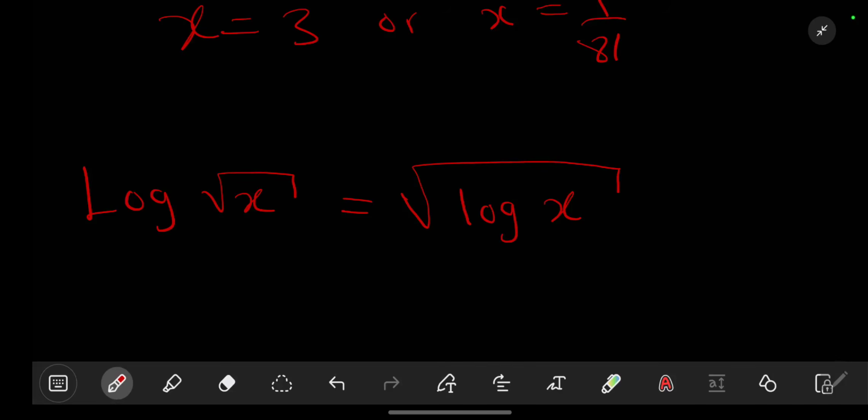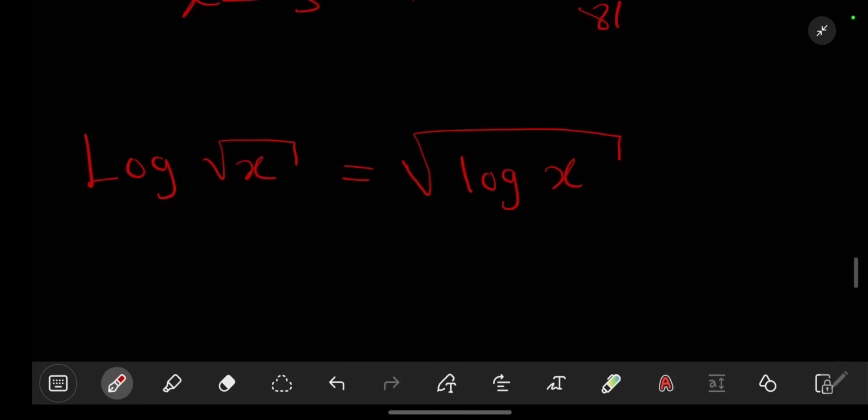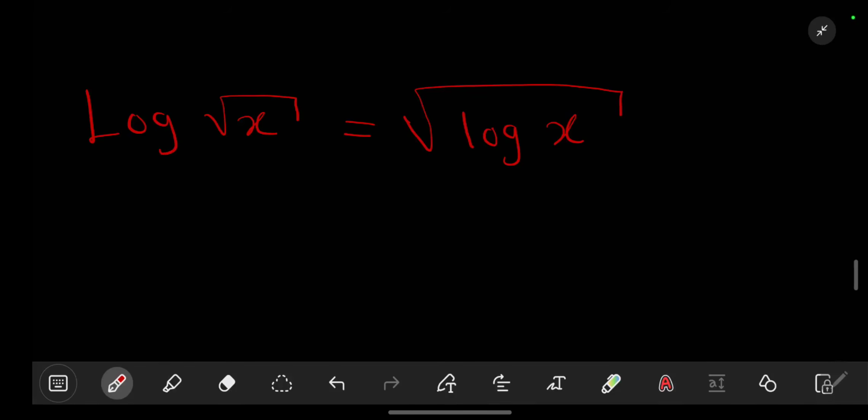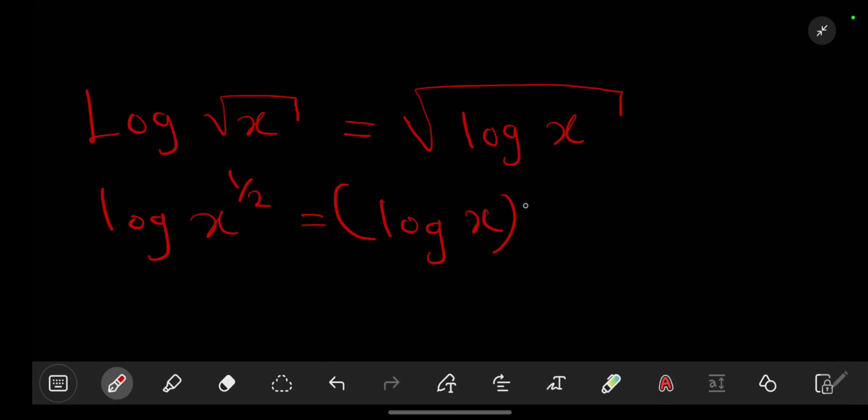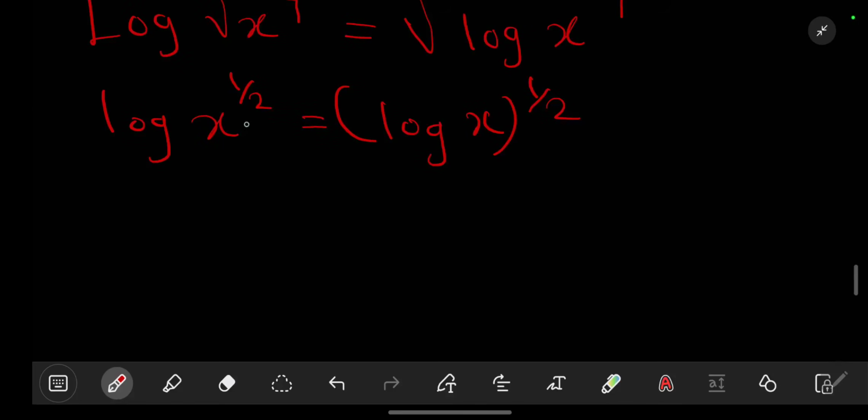So if we have this one, we are going to solve it like this. The log of the square root of x is the same as the log of x to the power 1 over 2. Then according to logs, if there is an exponent on the variable, it will go here. So it will be half of the log of x, like that.